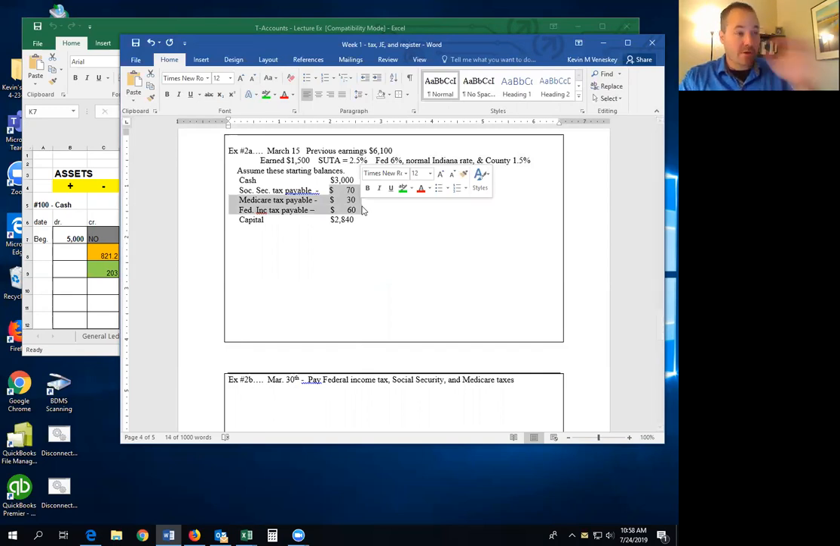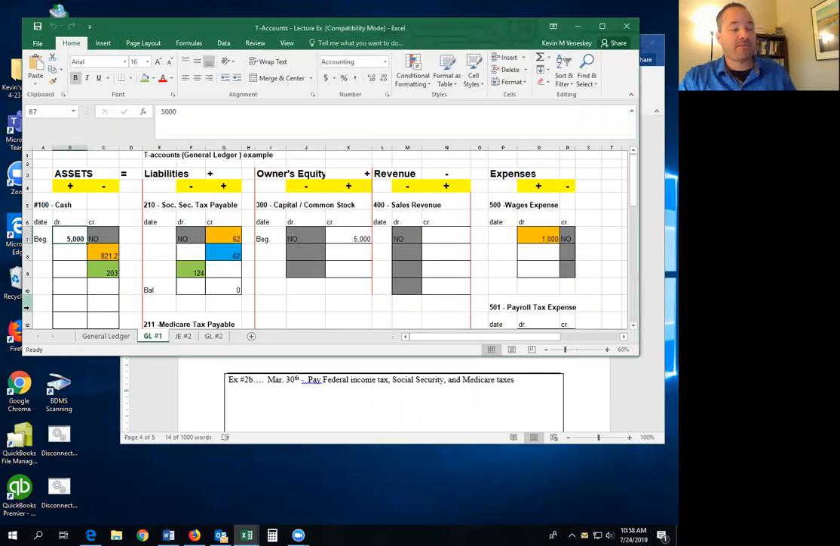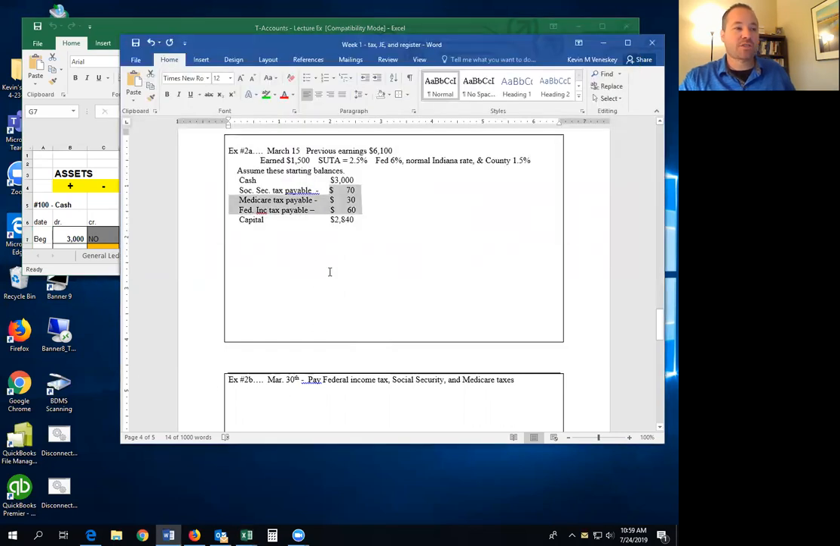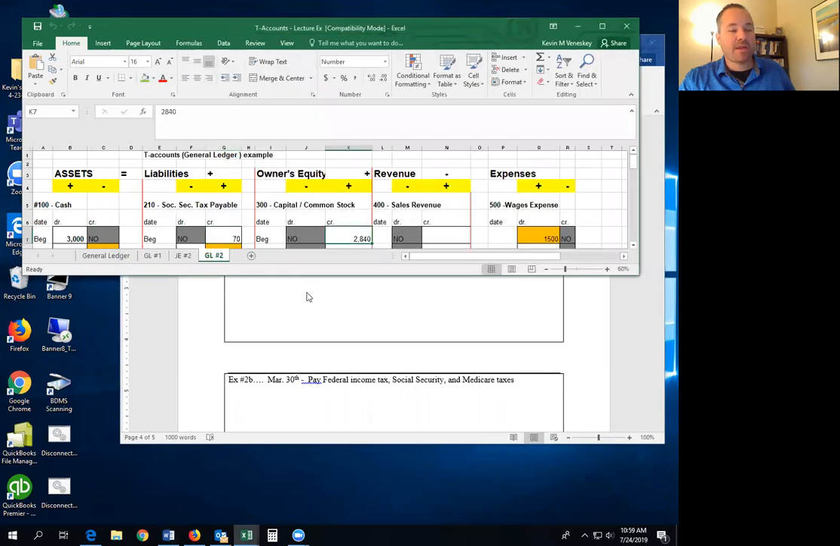So when you start, you're going to have $3,000 instead of $5,000. But then you're also going to have, so I have it started here, just a few of the accounts to show, $3,000, and then your first entry is $70 in your Social Security payable, because that's your opening balance. You're going to have the same for the Medicare and the federal income tax. You're going to have opening balances. And then to round it all out, my capital account is at $28.40.